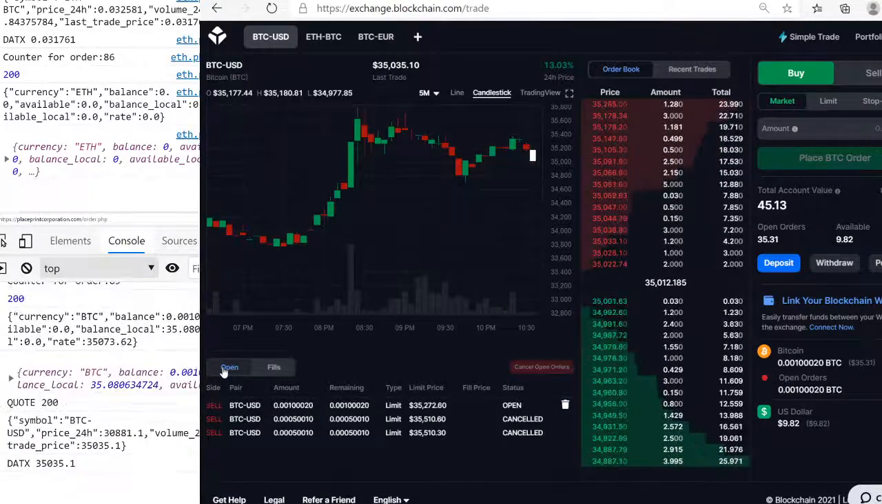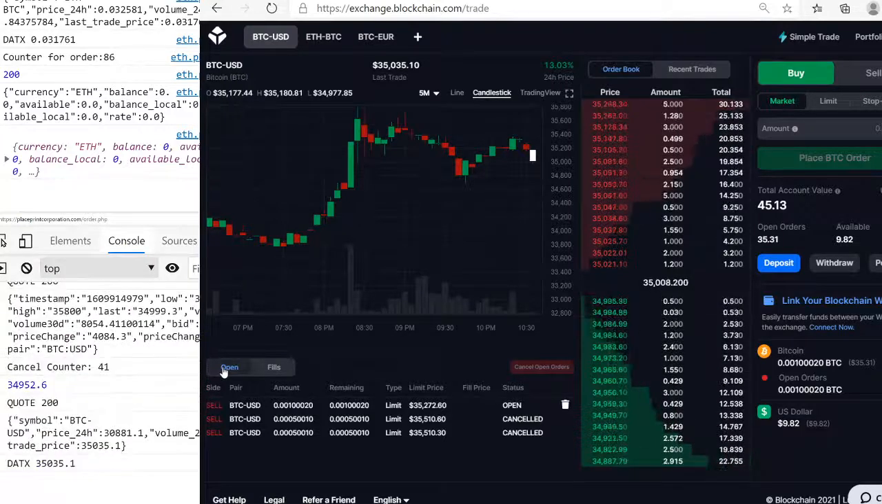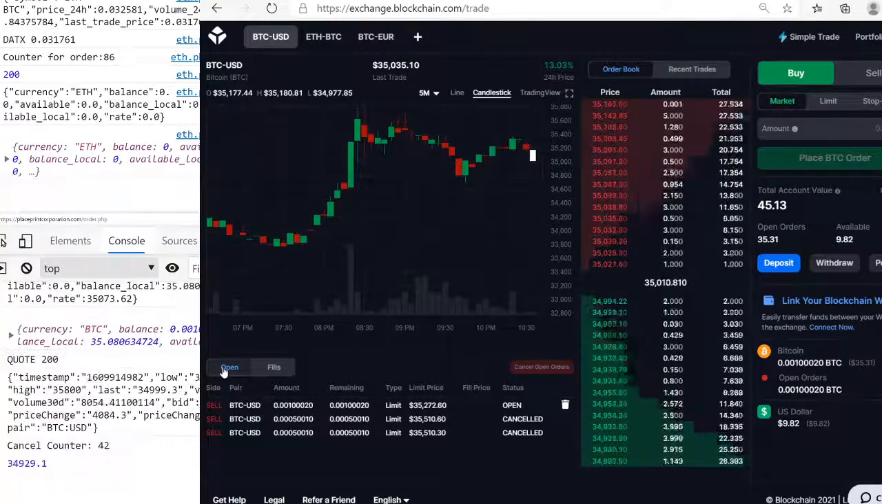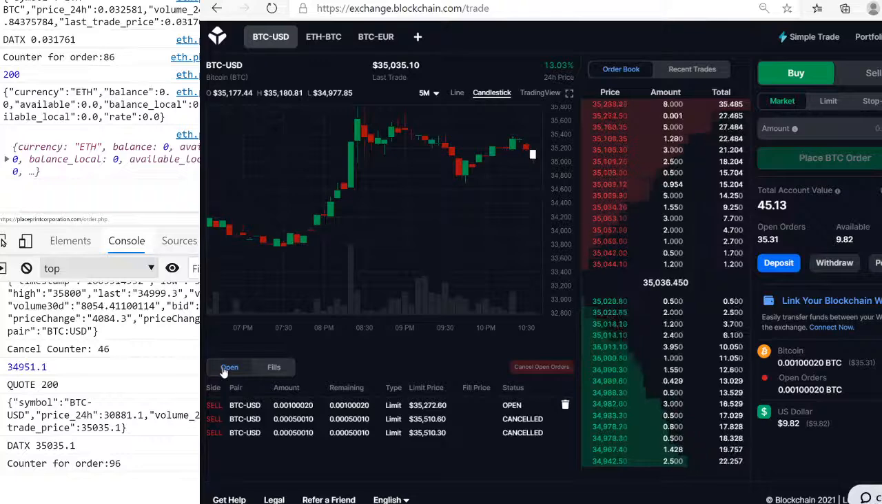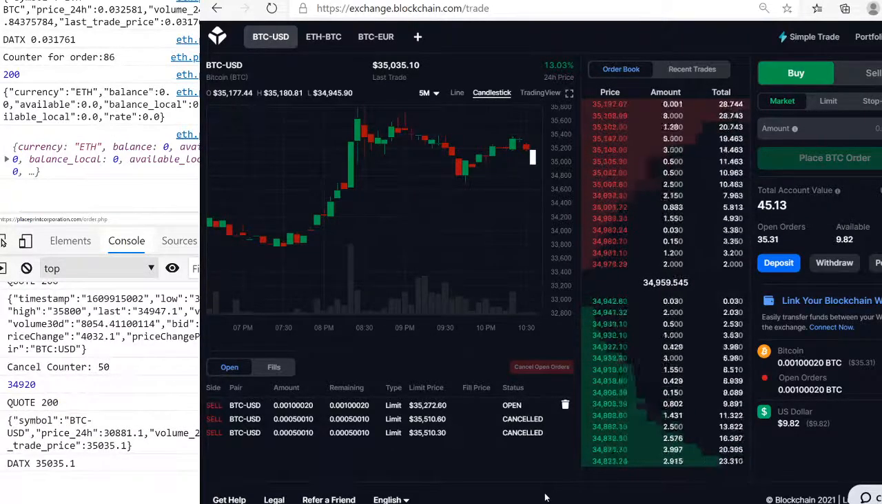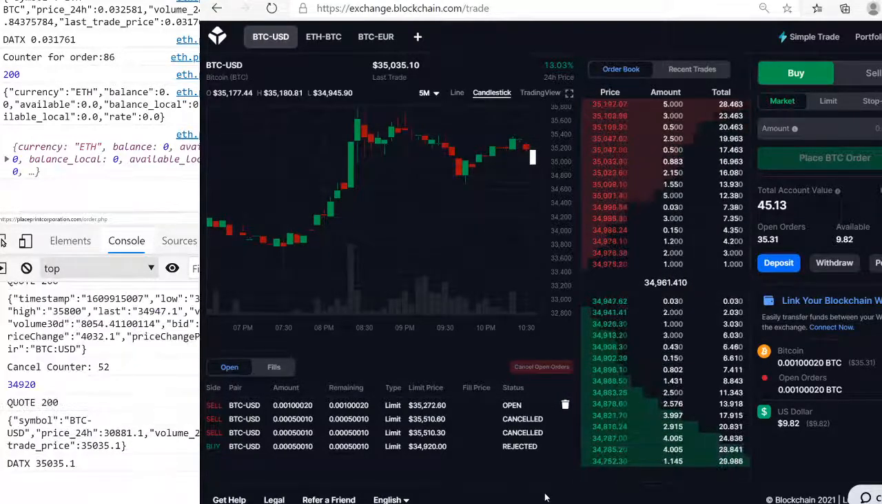Bidding now 35,000 even. Choppy around 35,000. 35 trades, ladies and gentlemen. They're chopping up around 35,000. 34,991 bid. They're dropping them. We're going to be taking a loss here.